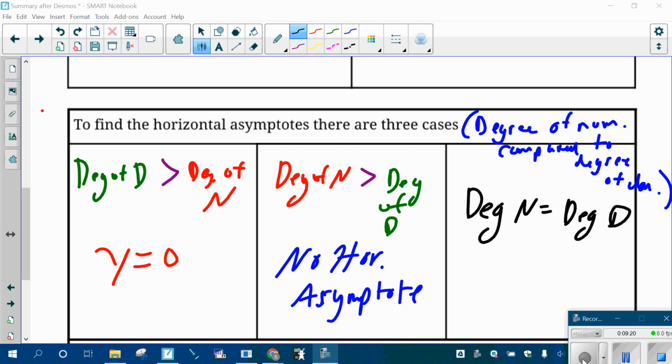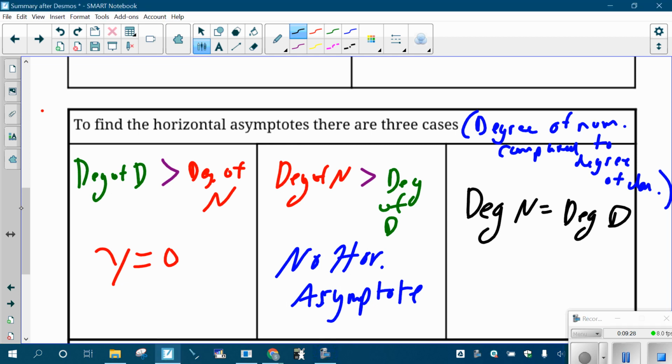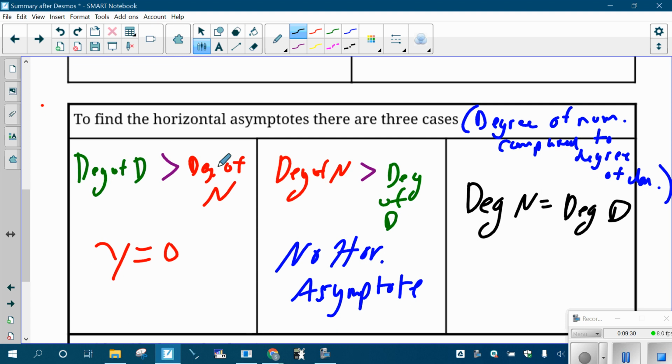Okay, so if the degree of the numerator equals the degree of the denominator, we have a third situation here. Oh, I forgot to say something about the second situation. You know how we called this first situation bottom heavy, because the bottom was bigger than the top? When the degree of the numerator is bigger than the degree of the denominator, we call it top heavy.